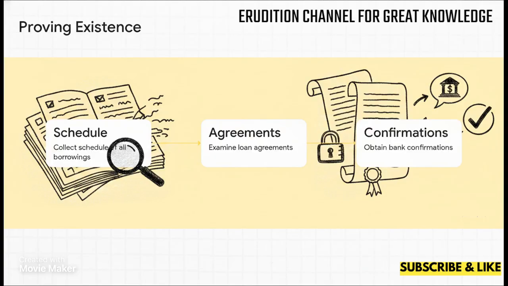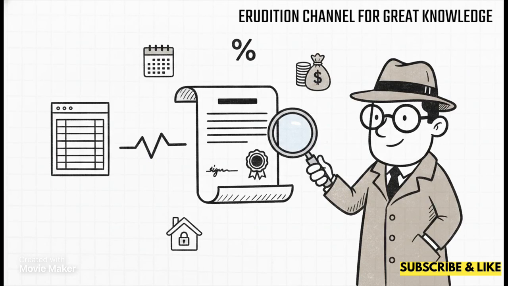To do that, the auditor hits the ground running with 3 main steps. First, they collect a comprehensive schedule of all borrowings. Then they dig into examining the actual loan agreements. And finally, if it's a bank loan, they obtain direct confirmations from the bank regarding the outstanding amount just to tally it against the books. And when they're looking at that schedule of borrowings, they aren't just skimming. They're meticulously verifying the exact date of procurement, the period of the loan, the interest rate, the principal amount, and any pledged assets.